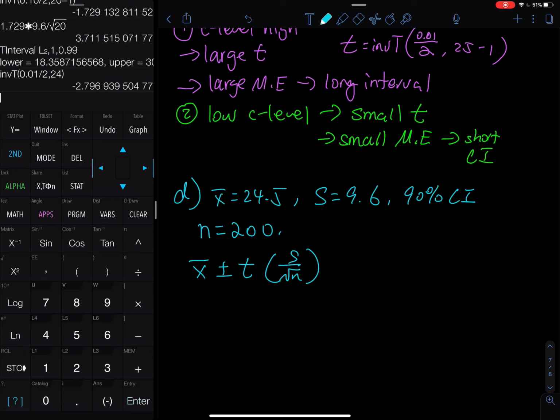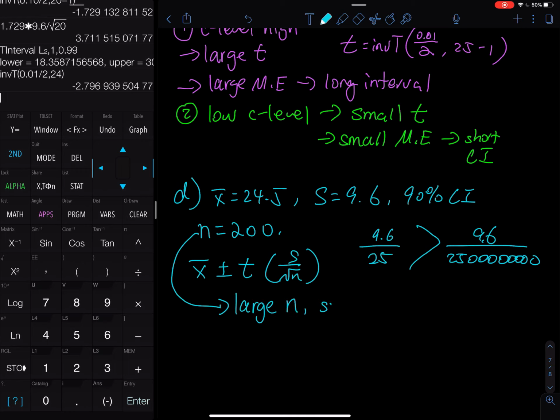Previously, the sample size was 25, right? So now, tell me this: 9.6 divided by the square root of 25 versus 9.6 divided by this. Which fraction is smaller? This is not a tough problem to answer. The fraction on the right is smaller because the denominator is bigger. So when you raise the sample size, if you have a large sample size, then you get a small fraction. As a result, you get a small margin of error, and as a result, you get a short interval.